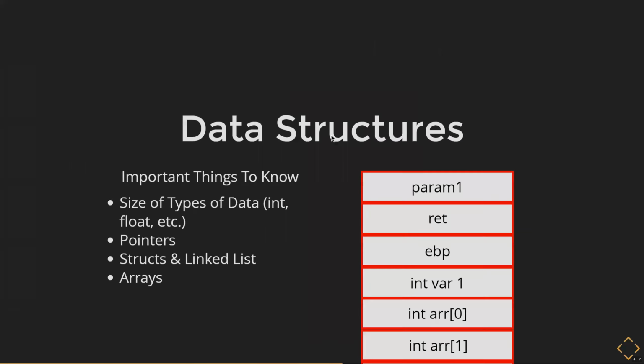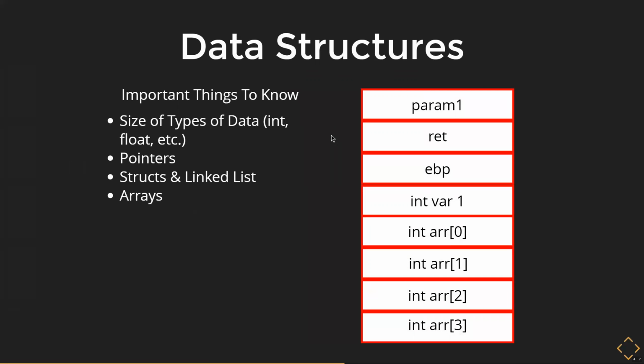There are some other things you want to consider knowing, since that is a very simple case, like data structures. Different data is going to be different sizes in bytes. Pointers are also going to be particularly useful when you're reversing, because you need to know where everything is going. Pointers point to different addresses in memory. And you also want to know the basics of structs, linked lists, and arrays.